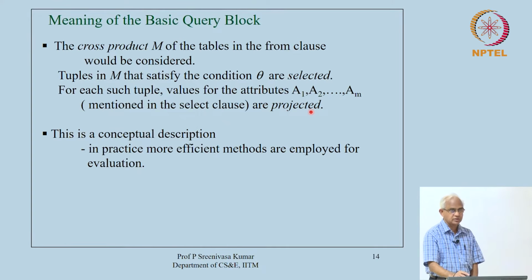So, in some sense this is a conceptual description, this is how we can think of the output as being produced. Of course, in practice it is very inefficient to construct the cross product of all the tables that are mentioned in the from clause. So, you will not actually do it that way, but we will find some efficient ways of considering the combinations without actually producing those combinations. Okay. So, that we will see when we come to the stage of query evaluation and things like that.